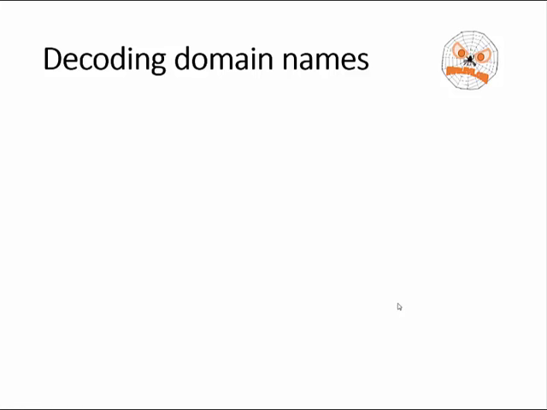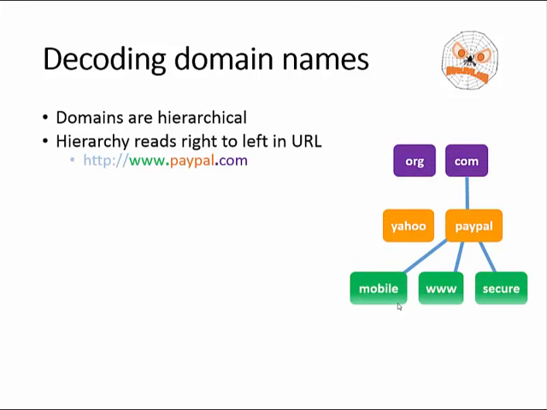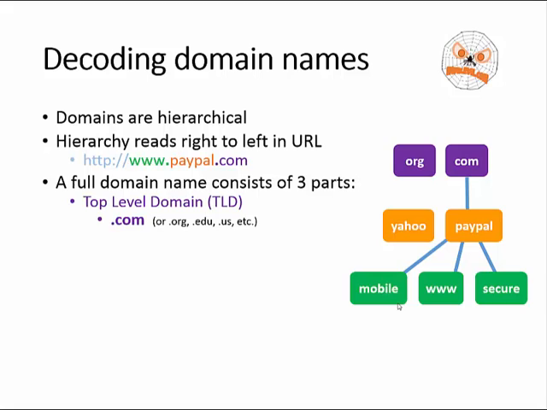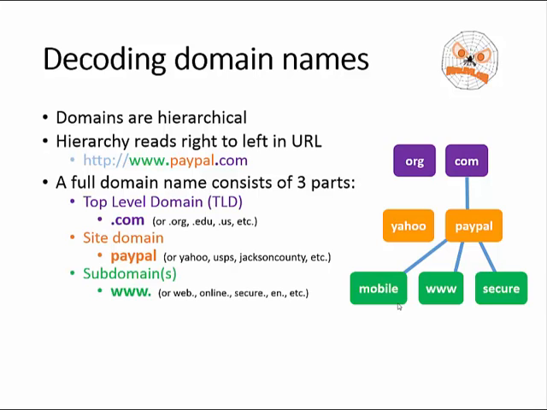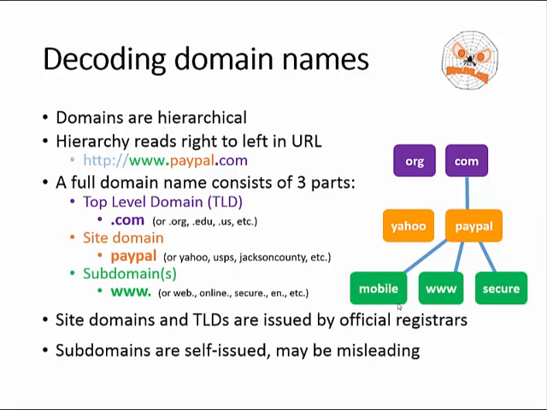If we know a little about domain names, it'll help us understand what we're looking at. So first of all, domains are hierarchical, and that hierarchy reads right to left, starting with the .com or .org at the top and moving left. And a full domain name consists of three parts. There's what they call a top-level domain, such as .com, .org, .net. There's the site domain, such as PayPal, Yahoo, etc. And then there's a subdomain, which is often www or mobile or something else.